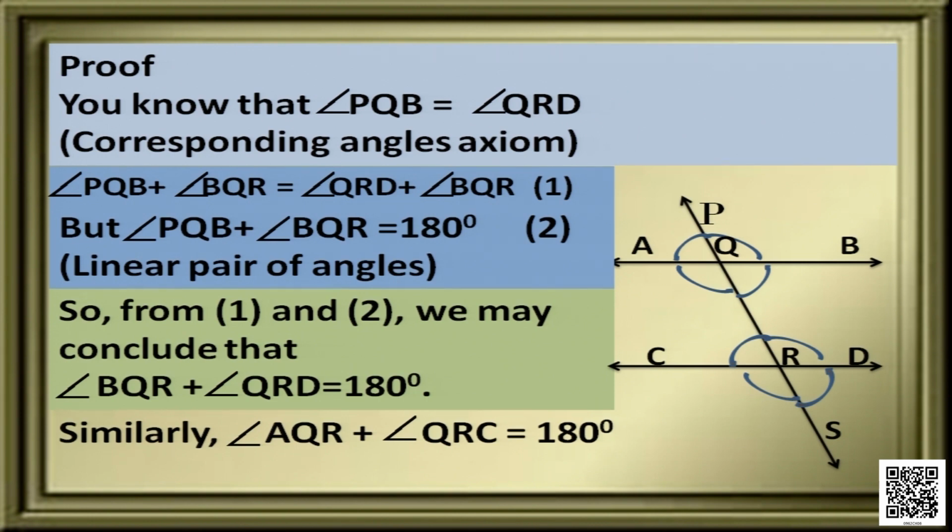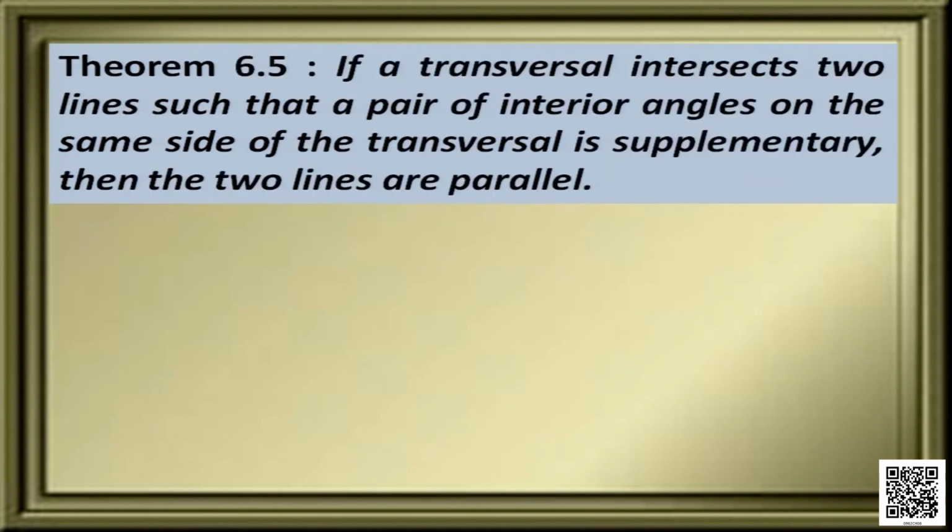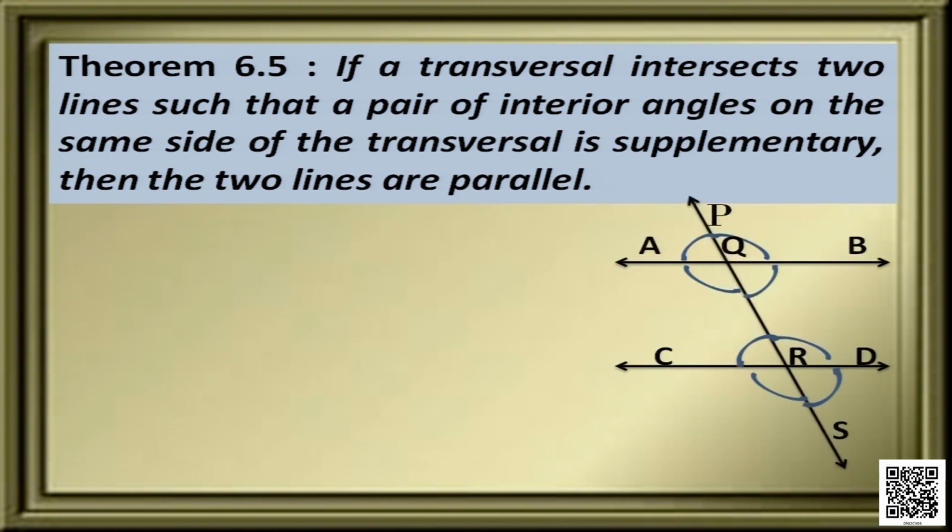Then what is its converse? Its converse is, if a transversal intersects two lines such that a pair of interior angles on the same side of the transversal is supplementary, then the two lines are parallel. Here it is given that the co-interior angles or the interior angles on the same side of the transversal are supplementary. So, we have to prove that the lines are parallel. So, what is the figure? The figure is like this.